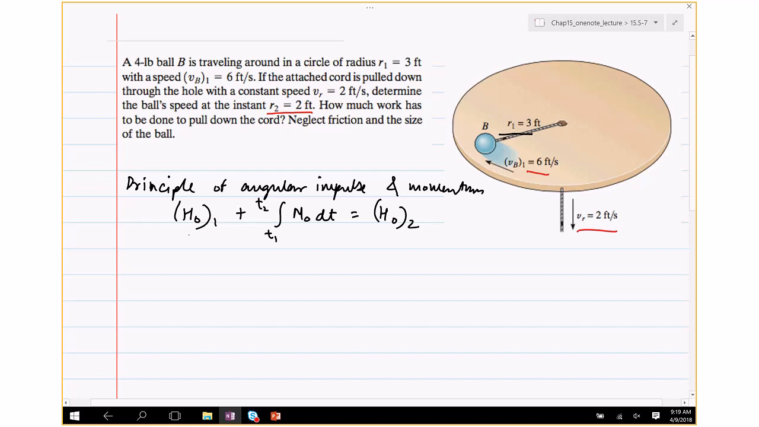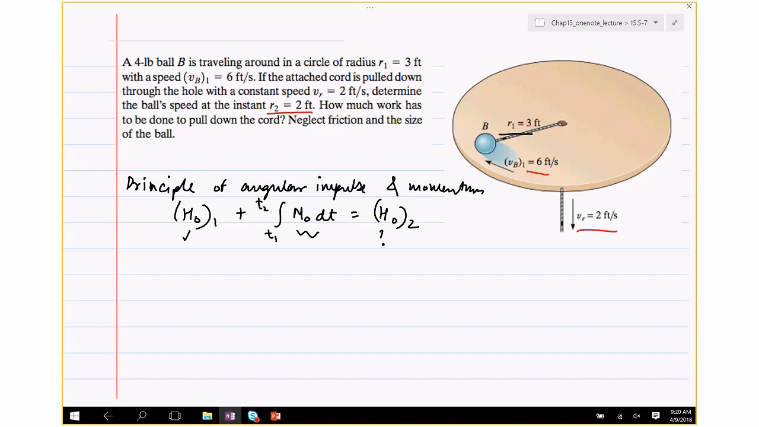So we need to find, we do know this, we know the initial momentum, it's going to be r, the radius, times mass times velocity. We do not know this. So if we can find the integral of MO dt, then we should be able to compute HO2, right? So 1 indicates the instant when the radius is 3 feet, 2 denotes the instant when the radius is 2 feet.